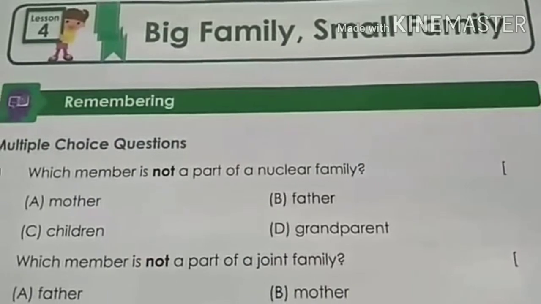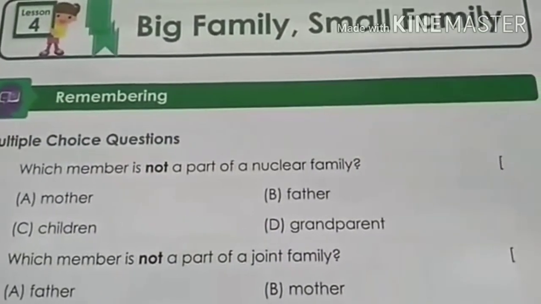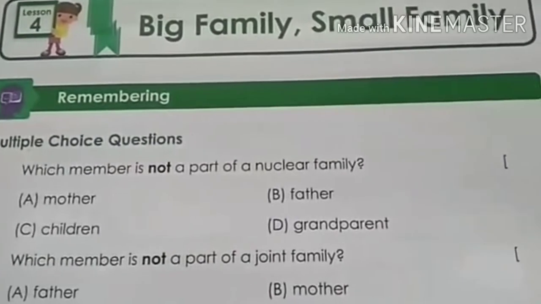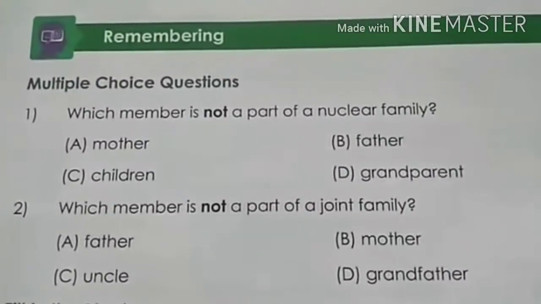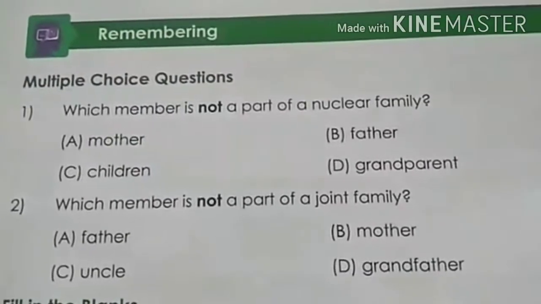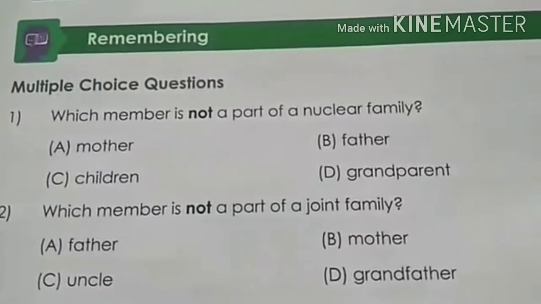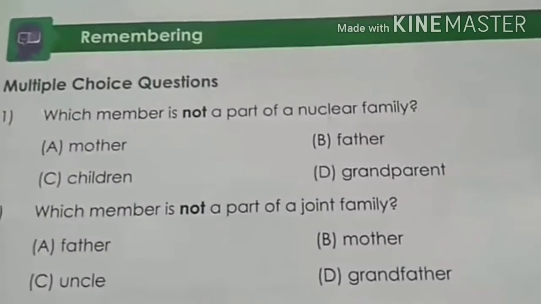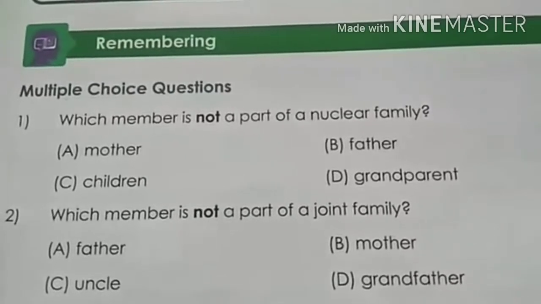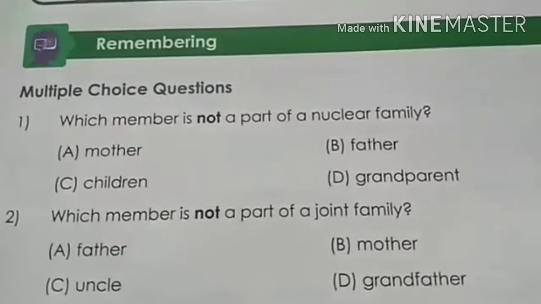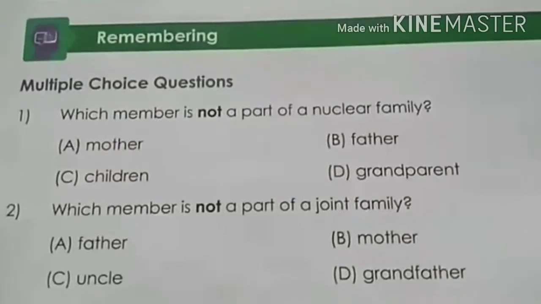Hello children, let's start with the workbook exercises. That is lesson number 4, workbook exercises: Big family, small family. First one is remembering multiple choice questions. What is the first question? Which member is not part of a nuclear family? In a nuclear family, you will find only father, mother and their children. That small family is called a nuclear family.